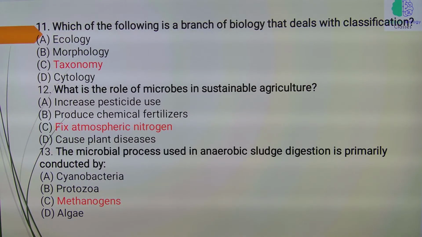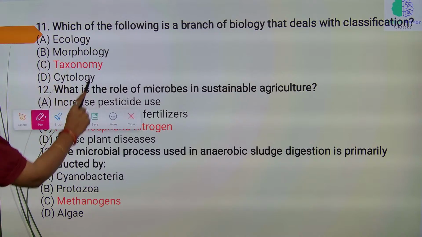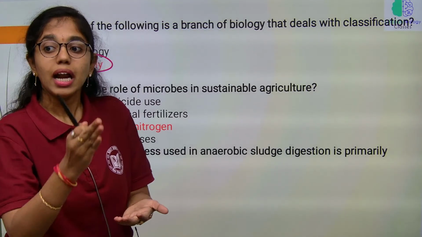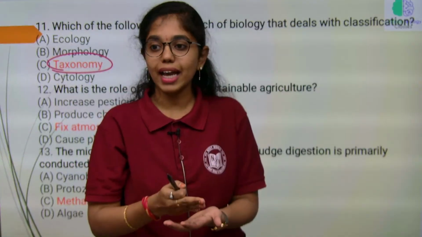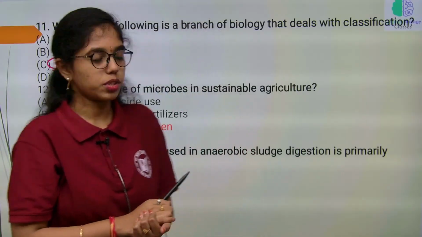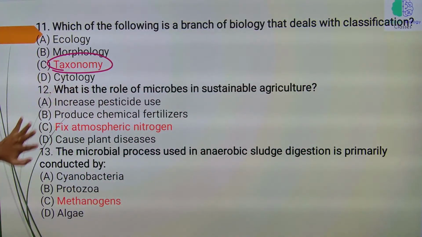Which of the following branch of biology deals with classification? Classification, the branch which is dealing is taxonomy. Of course, the clear differences between taxonomy and classification, types of taxonomy, modern taxonomy, classical taxonomy, we are going to learn clearly in diversity of life forms. So, here the right answer will be taxonomy.